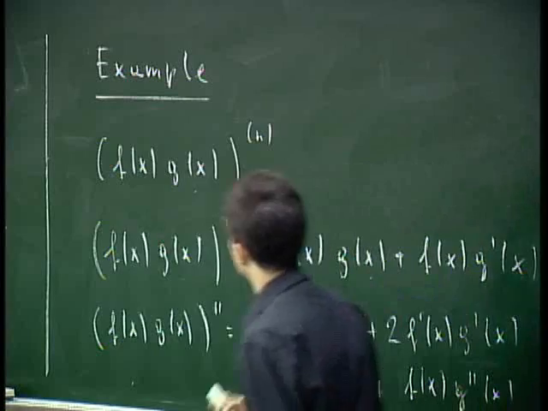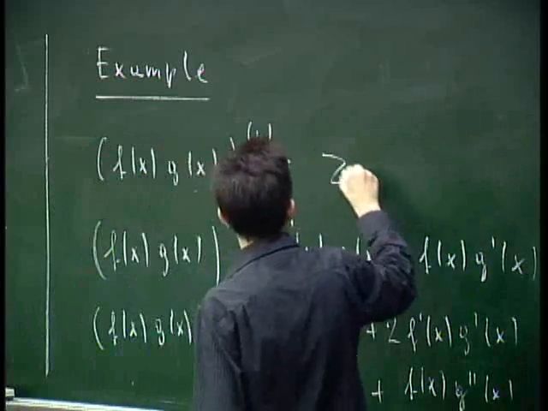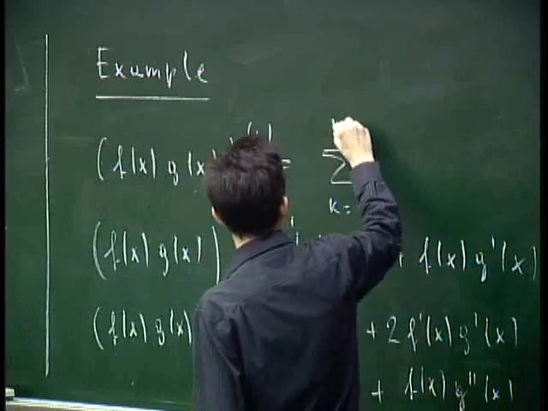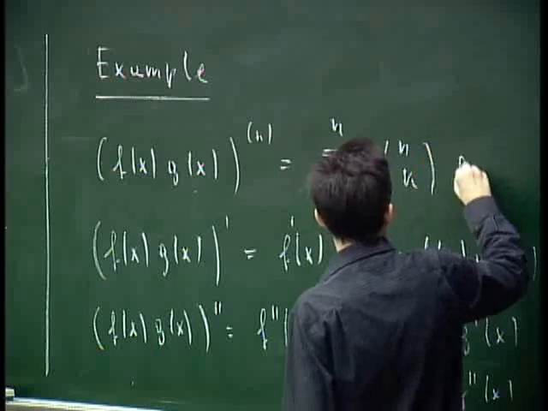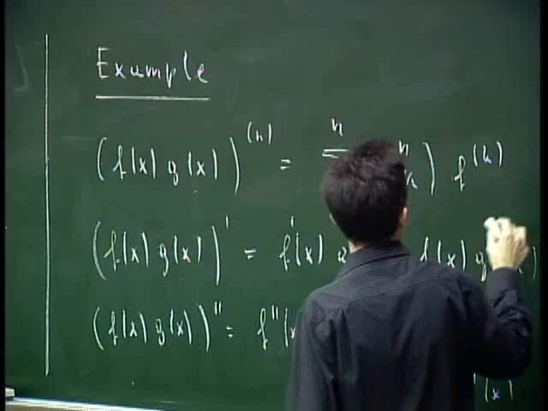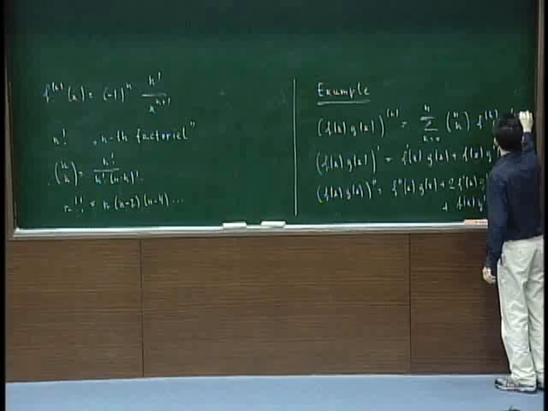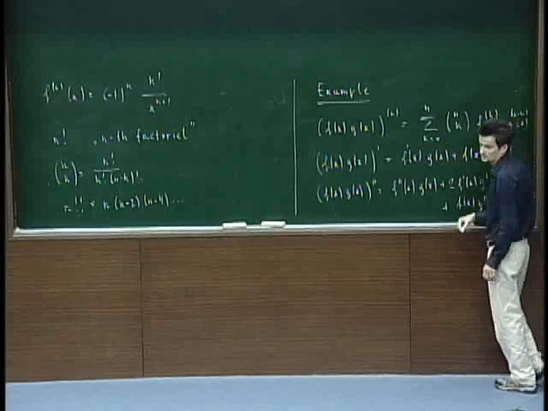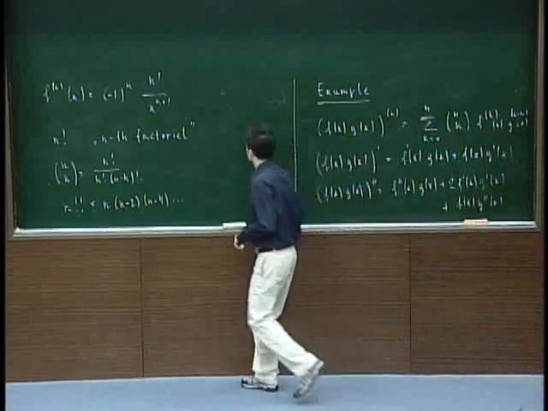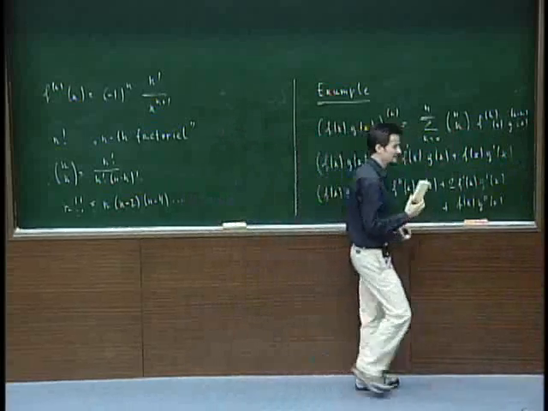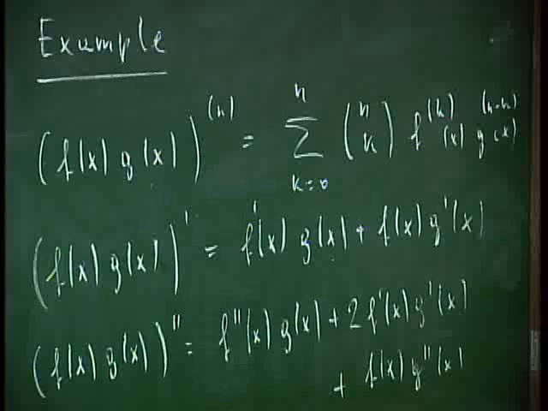If you try n is equal to 3, you will easily get a guess, which is the sum over k from 0 to n of n choose k, times the kth derivative of f of x times the (n minus k)th derivative of g of x. This is similar to the binomial theorem. Now, how to prove this?